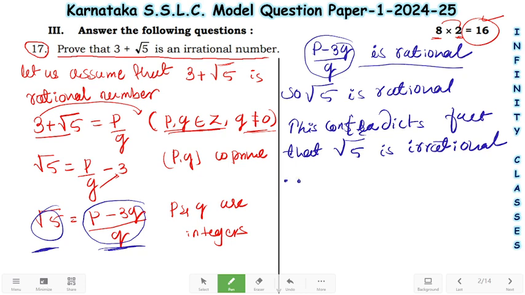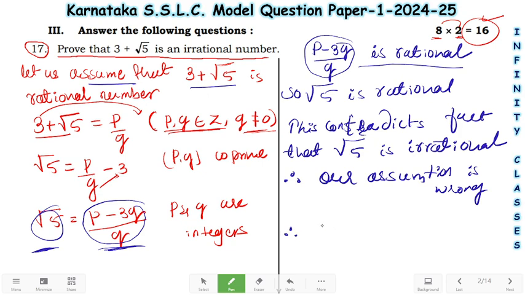So therefore our assumption is wrong. What we assumed here first was that 3 plus root 5 is rational. Here root 5 is an irrational number. Our assumption is wrong, we can say. Therefore we can say that 3 plus root 5 is an irrational number. In this way we have to solve the problem.